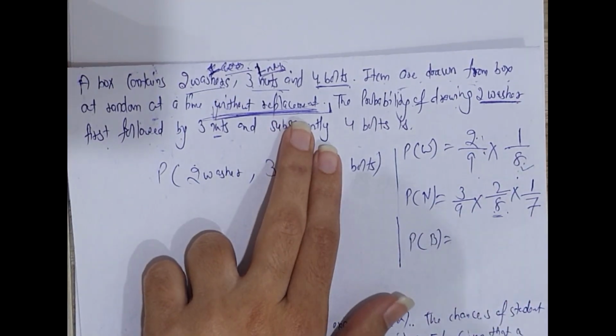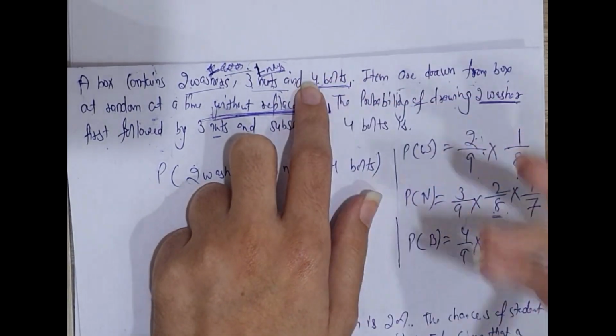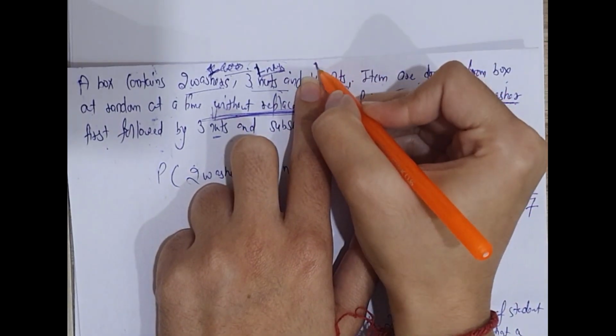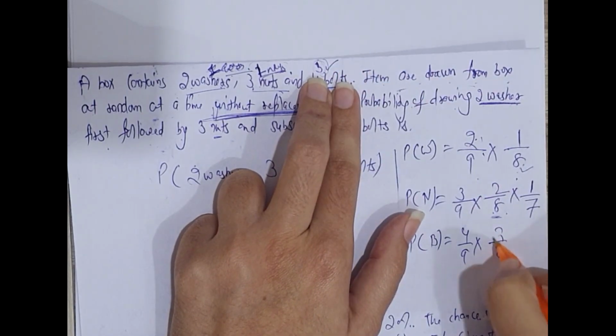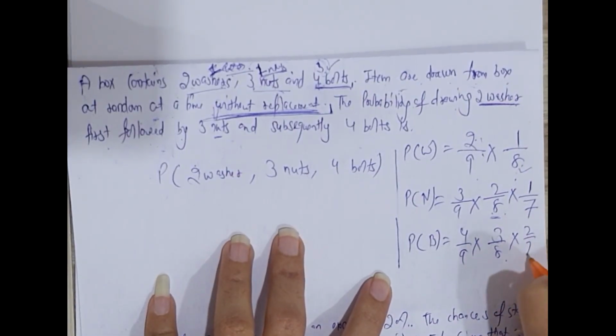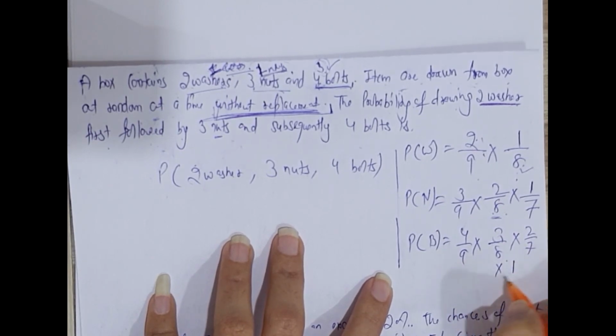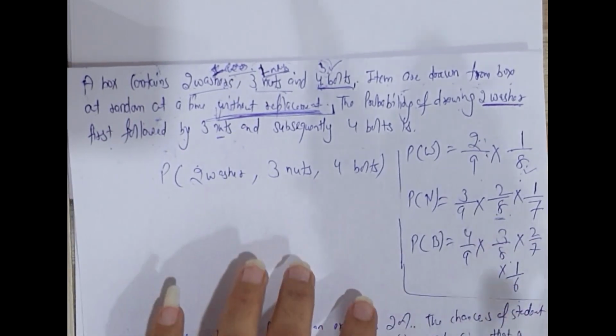Now we have to replace 4 bolts, 4 by 9. Now if we draw 1 bolt, then we remain with 3 bolts. Then we have to draw bolts from 3 bolts, 3 by 8. Now another 2 by 7 and another similarly 1 by 6. This is because we are not putting it back.